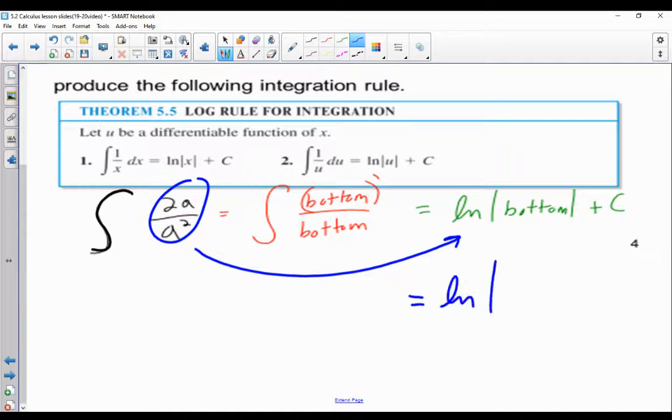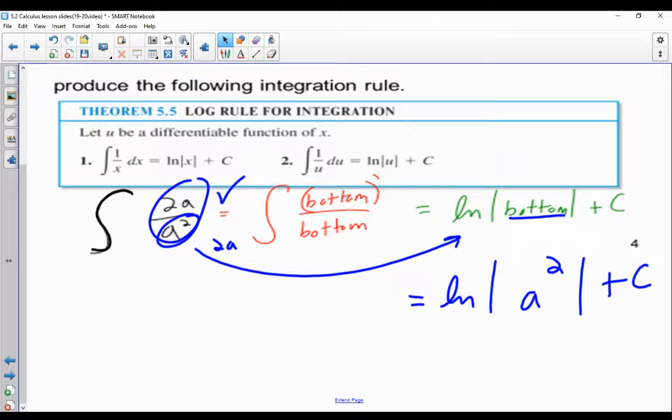So in this case, we already checked. We derived the bottom, which was 2a, and that turned out to be what was on top. So we can rewrite that as the natural log of the bottom, and in this case, the bottom would be a squared. And there you go, that would be the antiderivative. Basically just doing the reverse of what we did last week.